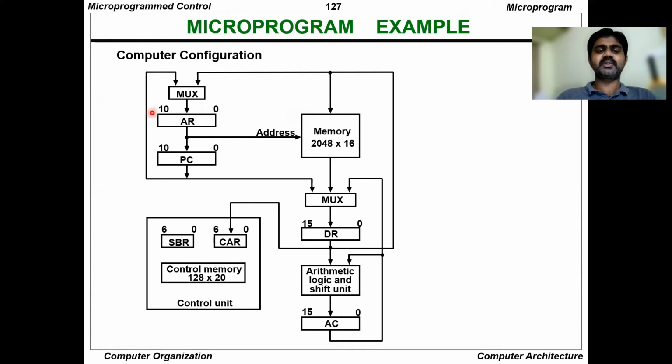So that's 0 to 11 for address, and 12 to 14 is the opcode, and the 15th bit is our direct address or indirect address indicator. Okay. So here 0 to 11 is our address.